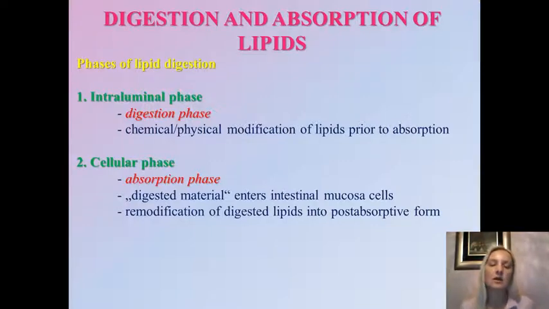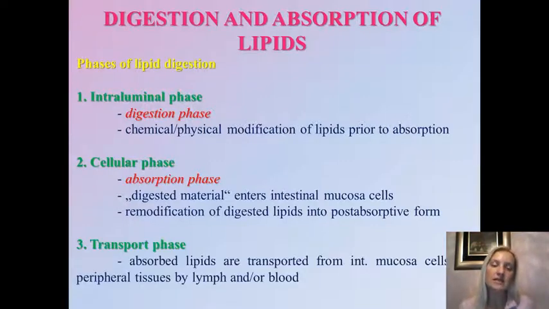And the last phase is the transport phase, which explains how absorbed lipids are further transported from intestinal mucosal cells to peripheral tissues, either by lymph or bloodstream. We're gonna go into details with this phase, not that much today, but we're gonna dedicate one separate lecture to the transport and the metabolism of lipoprotein particles. But today we're gonna focus on the first two phases, the intraluminal phase and the cellular phase.